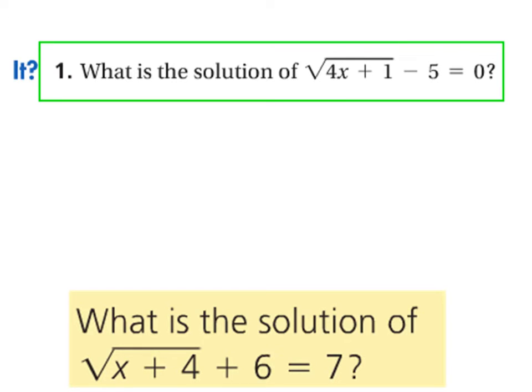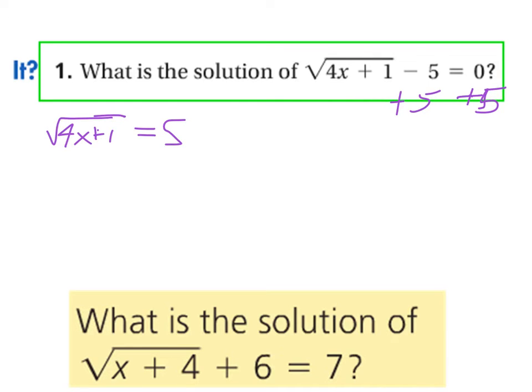Okay, so for this first one, we need to isolate that square root, so we will add the 5 to both sides. Let me switch colors there. So we'll add 5 to both sides. Okay, and so we get the square root of 4x plus 1 equals 5.